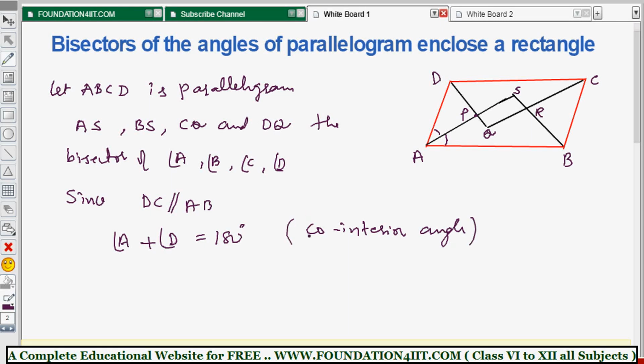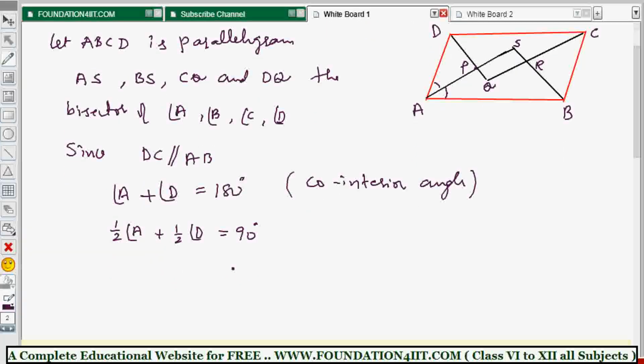The sum of the adjacent angles in a parallelogram is 180 degrees. That is the rule. Therefore, angle A plus angle D is 180 degrees. Then we can take half of A, because angle A is bisected. That means half of angle A plus half of angle D is obviously equal to 90 degrees, because A plus D is 180, so half of A plus half of D is 90.